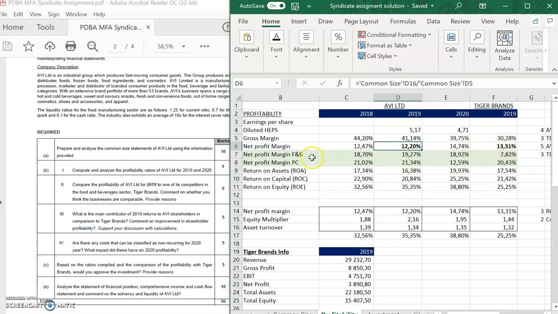But then when we look at the different net profit margins for the different segments, if one computed these, they were not rewarded marks, but if you did compute, I did give you extra marks. The net profit margin for the food and beverages components, here you're getting 19.27, whereas for Tiger Brands you're only getting 7%. Personal care, you're getting 21% versus 20. These are quite similar. Then you needed to compare your return on assets, your return on capital, and your return on equity. What we did then ask is what is the main contributor of 2019 earnings in AVI?